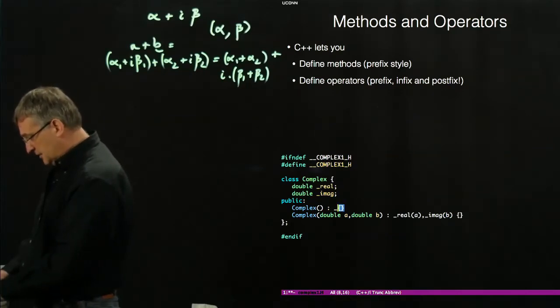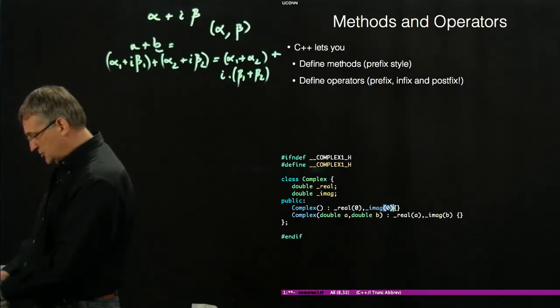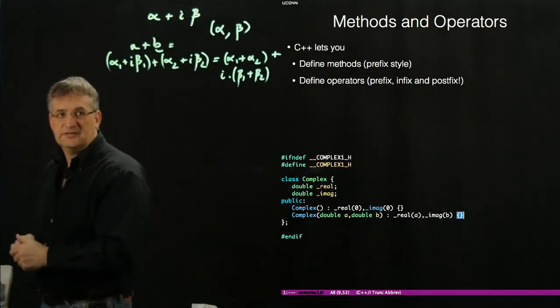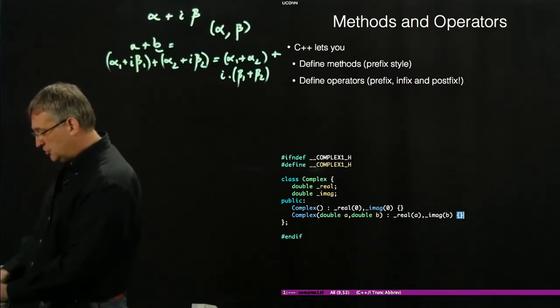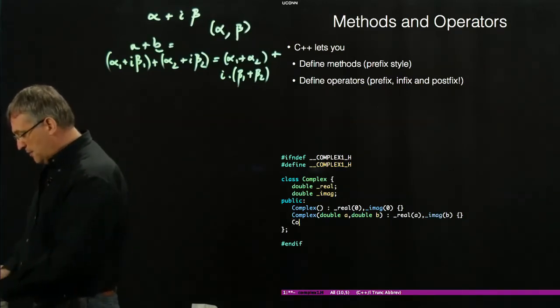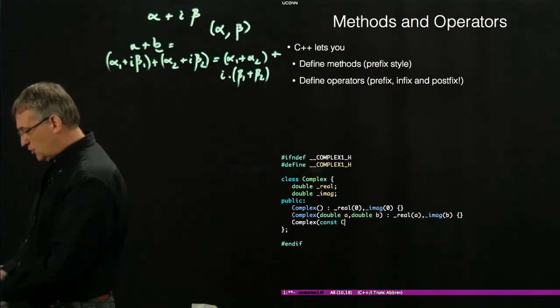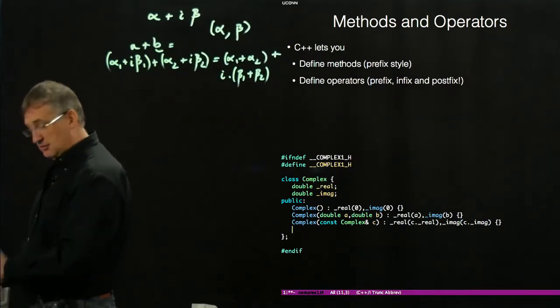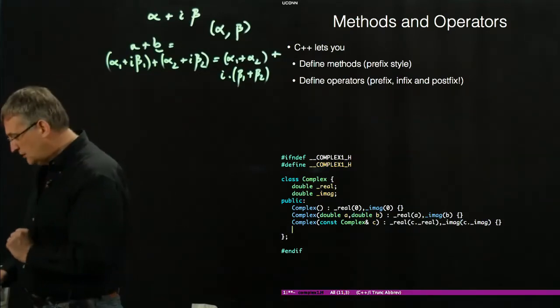In the default constructor, if I want to be nice and initialize, the real part should be 0, and the imaginary part should be 0 as well. Okay, that's cool. So at least that gives me a way to build a complex number with a custom constructor and a default constructor. I will probably want a copy constructor, so I'm going to put it directly. A complex C that will initialize real with C real and imaginary with C imaginary, and then there is nothing else to do. Great. We are done with the copy constructor.